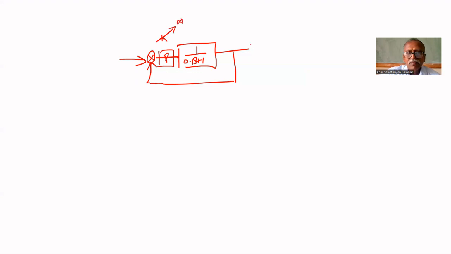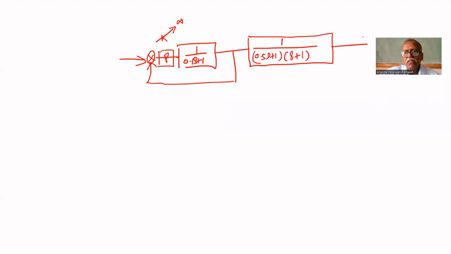This has to be cascaded to process 1, that is 1 upon 0.5 S plus 1 and S plus 1. This is like T that is measured here. This is like T coolant.